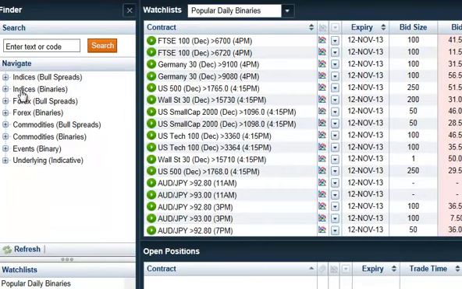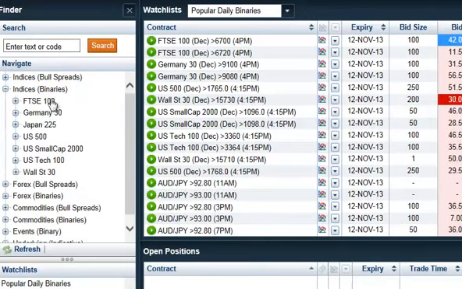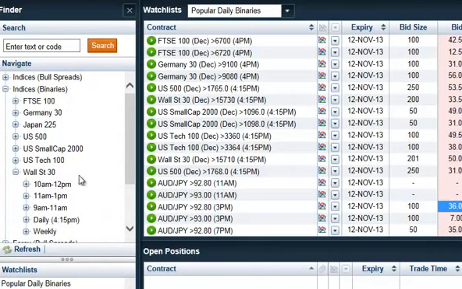So if you click on indices binaries, you'll see the FTSE 100, German 30, Japan 225, the US 500, that's the S&P 500 futures, Russell small cap 2000, or US small cap 2000, which is the Russell 2000, US Tech 100, which is the Nasdaq 100, and Wall Street 30, which is the Dow 30. But I'm going to just click on the Dow one, which is Wall Street.